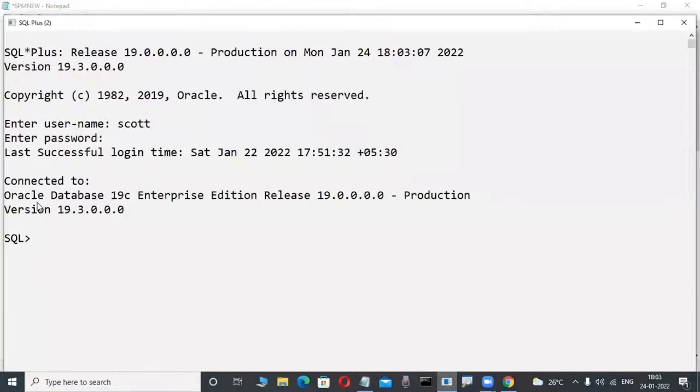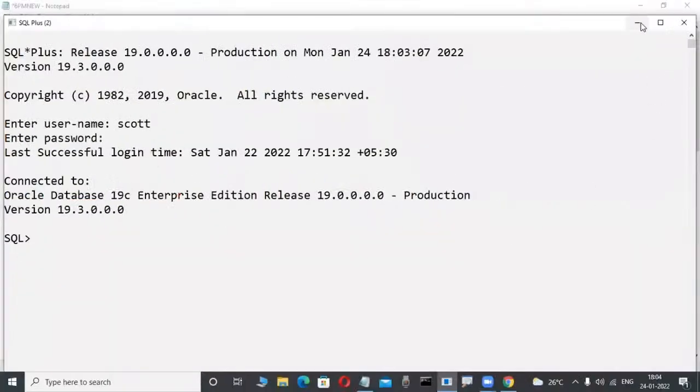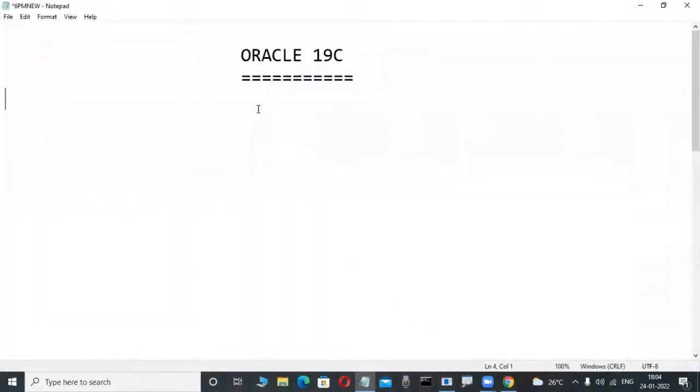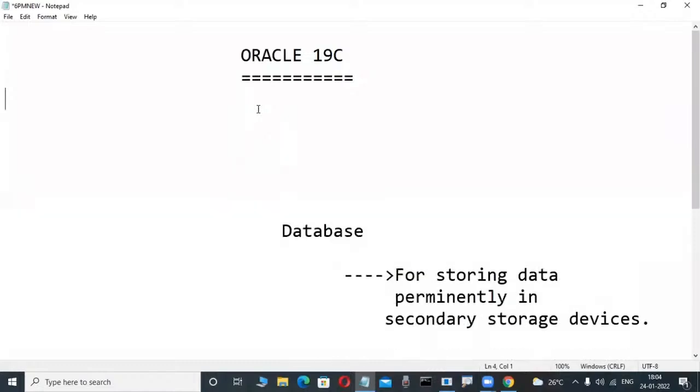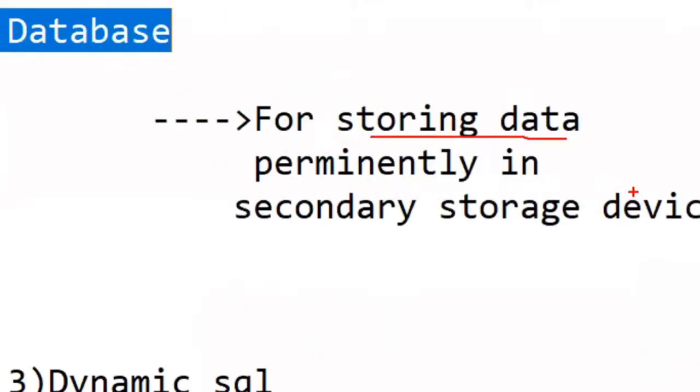Oracle is a product from Oracle Corporation. What type of product is that? A database product. What is the purpose of database products, either Oracle, SQL Server, or DB2? So many products are there. The purpose is storing data permanently on the hard disk, on secondary storage devices. But not only permanently storing the data, also an efficient way of retrieving the data.